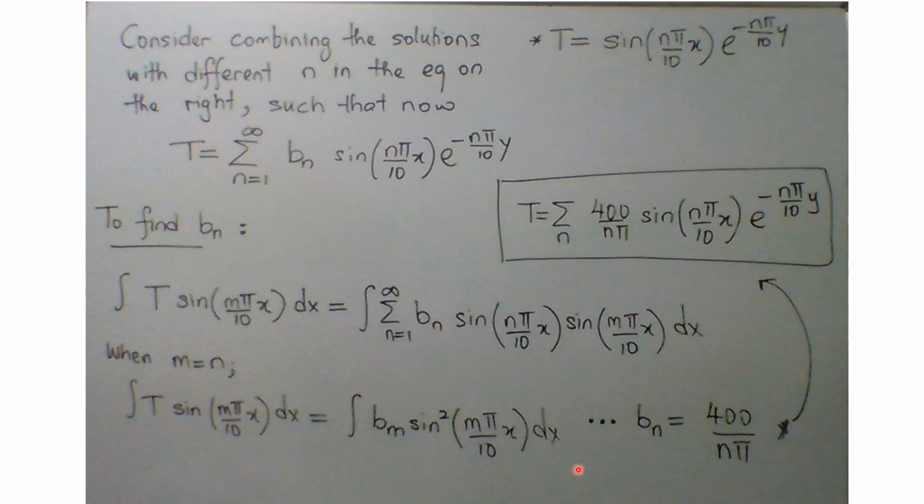At the end of the day, you are going to get Bn equals 400 over n pi, and you just have to substitute this back into this expression here, so that now the temperature as a function of x and y is going to be written like this. Okay, so this is the solution that you want, and what I'm going to do next is to show you how it looks on a plot.